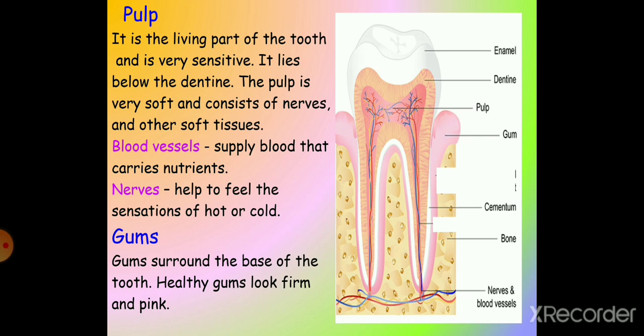Then are the gums. Now, the gums are the soft tissue that surround the base of the tooth. And healthy gums actually look firm and pink. Now, when we see our teeth, apart from the crown, we also see our gums that are holding our teeth firmly.